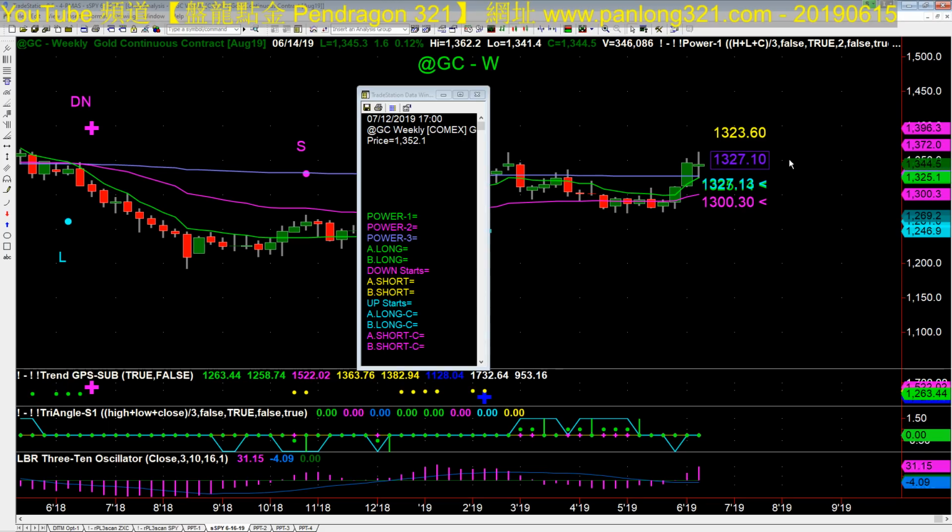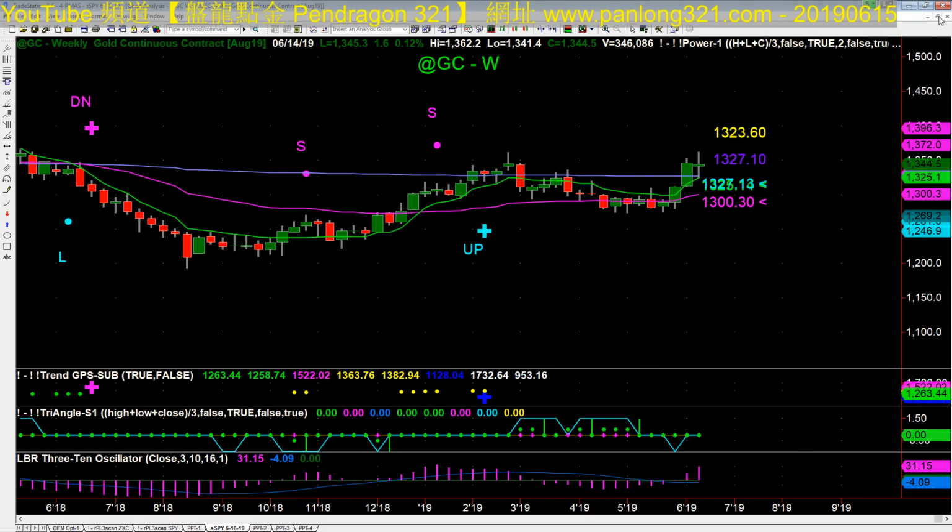you could totally do that. And the high this week was 1362. That's a 35-point move to the upside. Or even if it closed at 1344, you're still up a good 17 points. So that's the usefulness of these price charts.